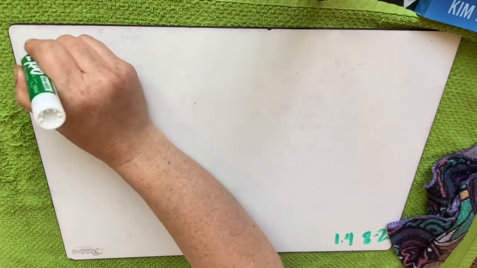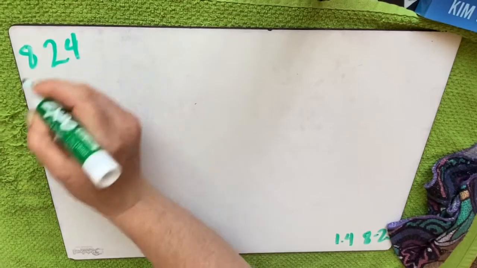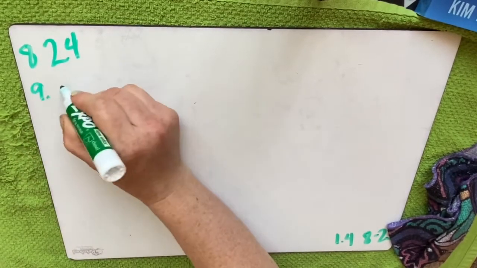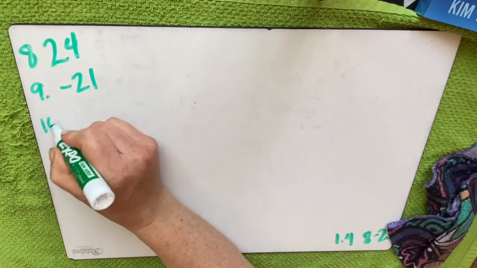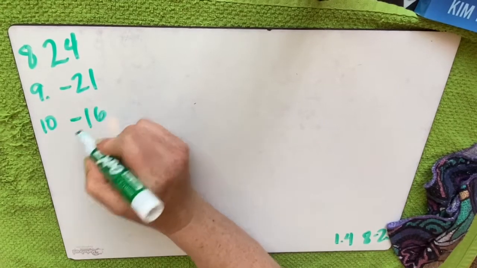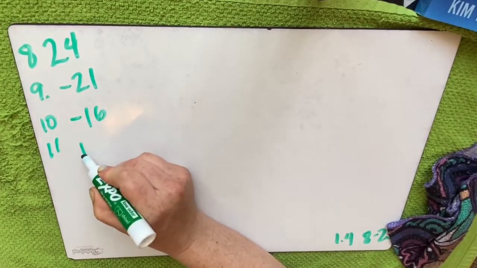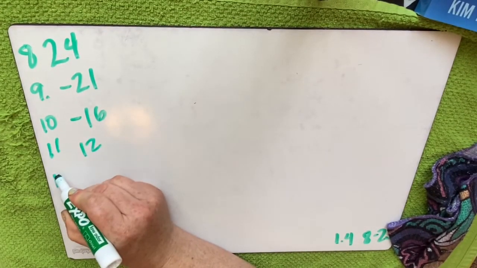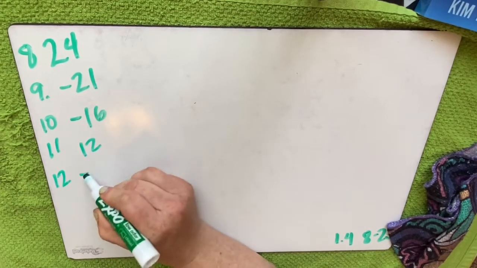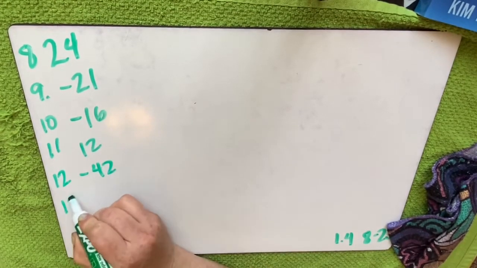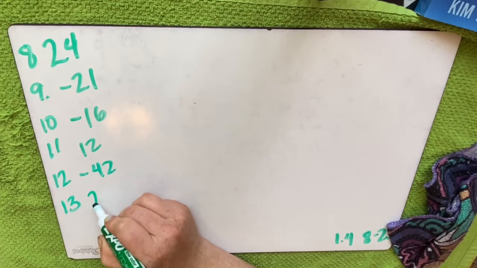So our number 8 is 24. Number 9 is negative 21. Number 10 is negative 16. Number 11 is 12. Number 12 is negative 42. Number 13 is 27.